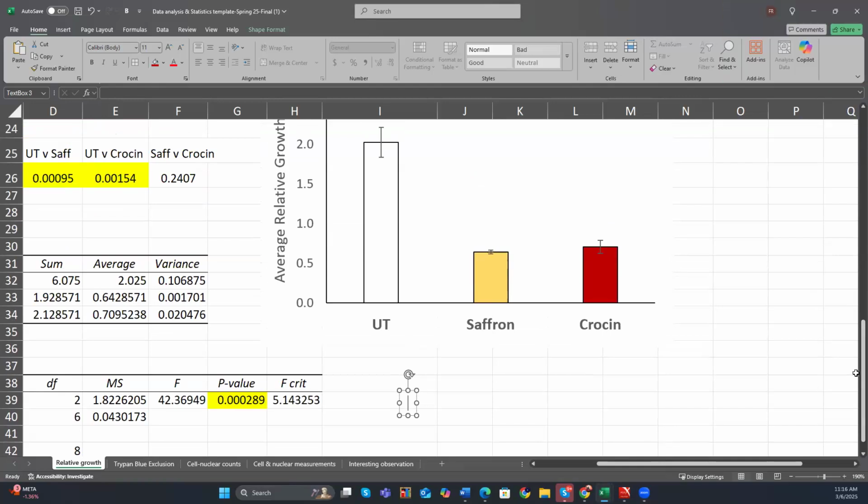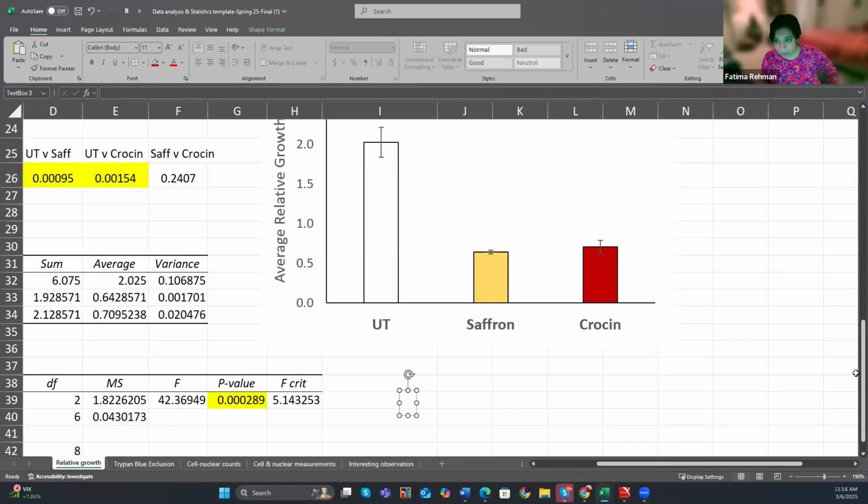The growth average between untreated and saffron, basically the untreated average had more growth compared to the saffron treatment. What's our experimental treatment? Remember, the experimental treatment of saffron and crocin, that's our comparison. That's another thing. So you're on the right track, but you don't want to talk about untreated. You want to talk about your experimental treatment, right?